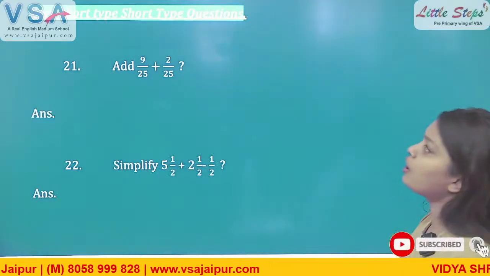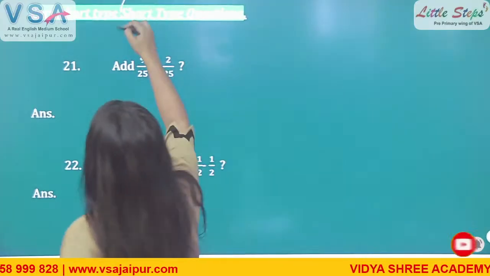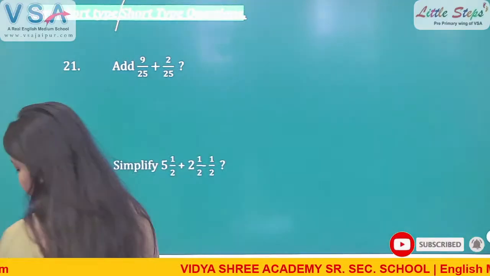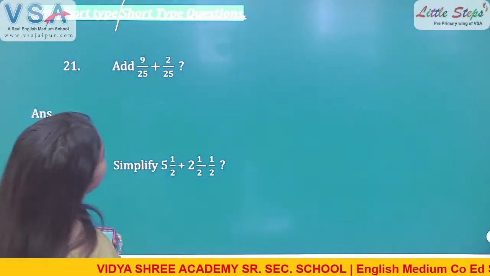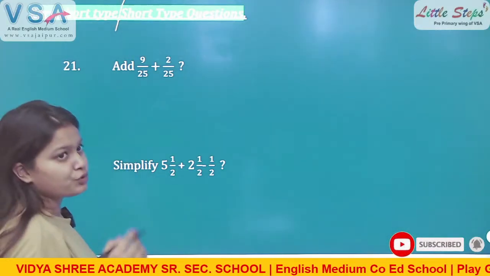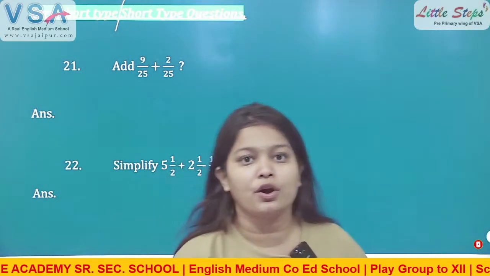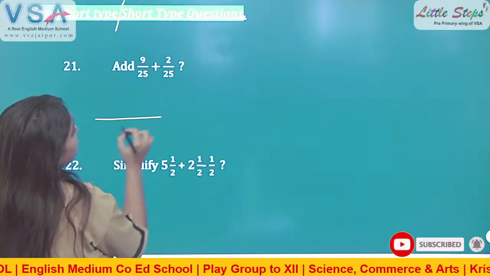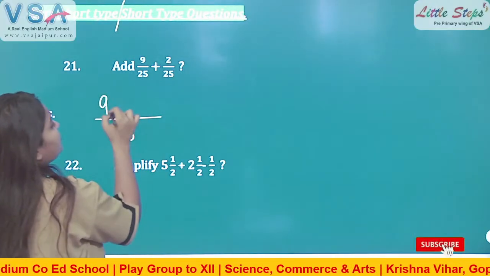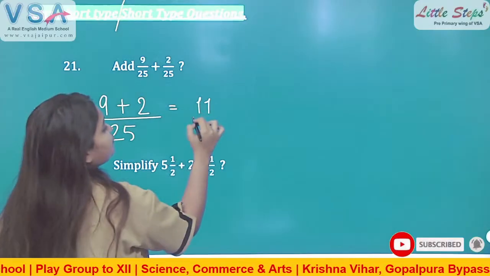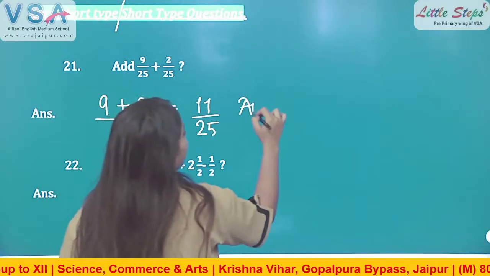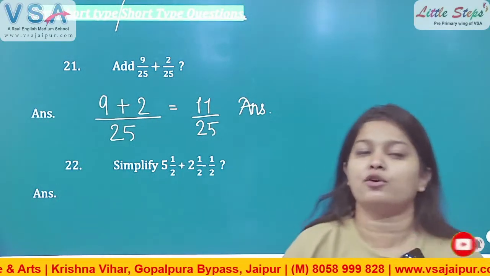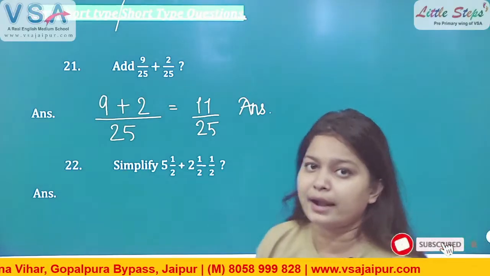Moving on to very short or short type questions that will be seen in your exam paper. 21st question is, add 9 upon 25 plus 2 upon 25. What do we need to do? We need to take the LCM when the denominators are not the same. But in this case, the denominators are the same, so we cannot take the LCM. We will do it directly by adding them. 9 plus 2, what do we have, 11 by 25. This is the answer of the question. It is as simple as that: when the denominators are the same, we don't need to take the LCM. We can directly add or subtract them.